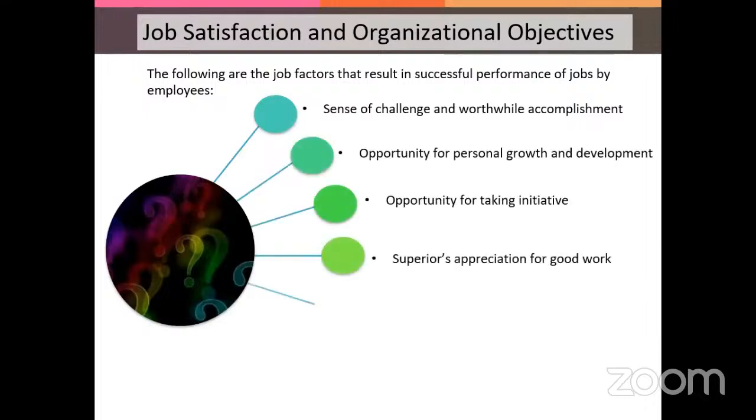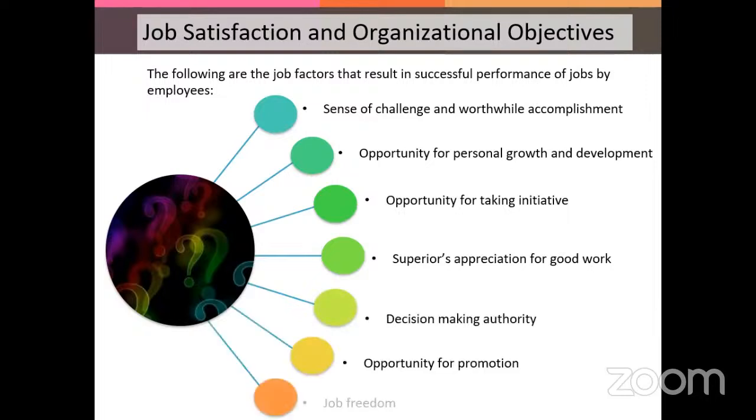Now, job satisfaction and organizational objective. What is the alignment between job satisfaction and organizational objectives? Job satisfaction simply means that the expectation of the employee is achieved. Organizational objectives simply mean the objectives of the organization are achieved. So let's look at how the two correlate.